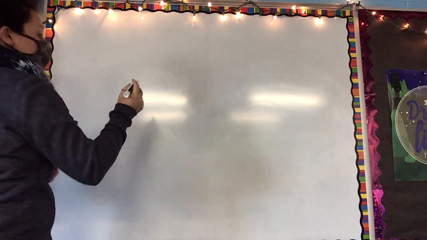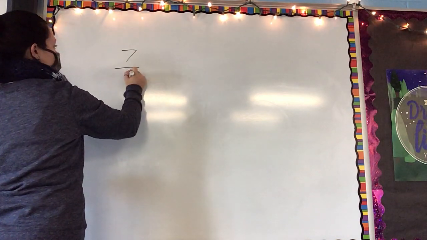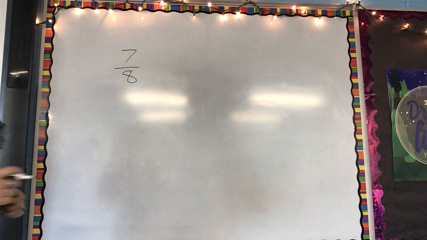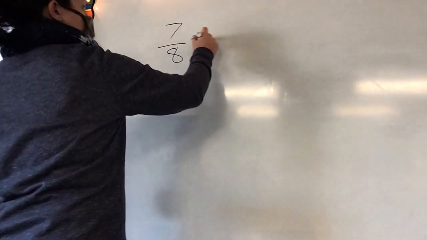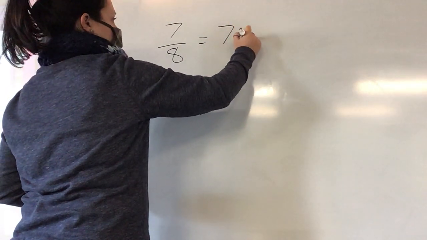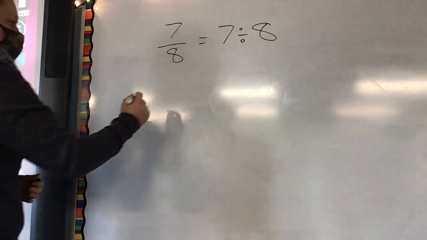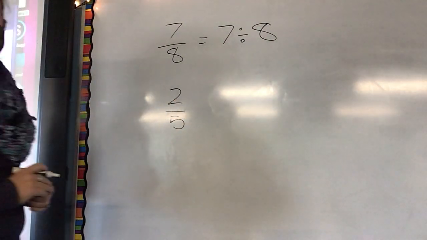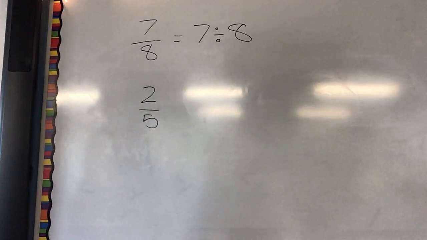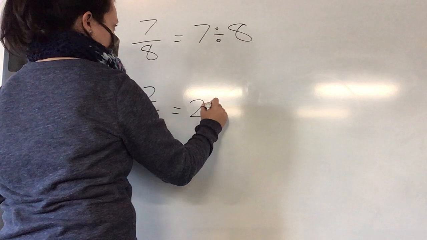So if I have, write this in your math notebook, please. If I have 7/8, a fraction is division. So how would I write that as a division problem? 7 divided by 8. Very nice. What if I have 2/5? 2/5 is the same as saying what? It would be 2 divided by 5.